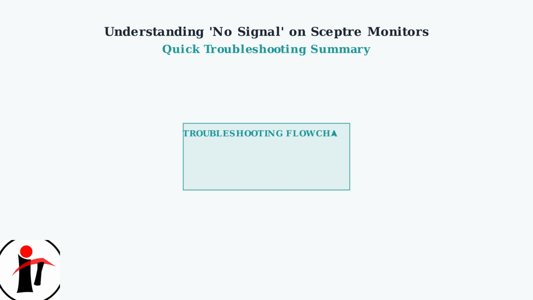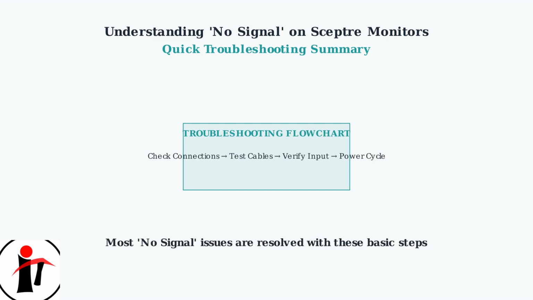These immediate troubleshooting steps resolve most no-signal issues. Check connections, test cables, verify input sources, and power cycle your devices. This systematic approach will quickly identify and fix the most common problems.